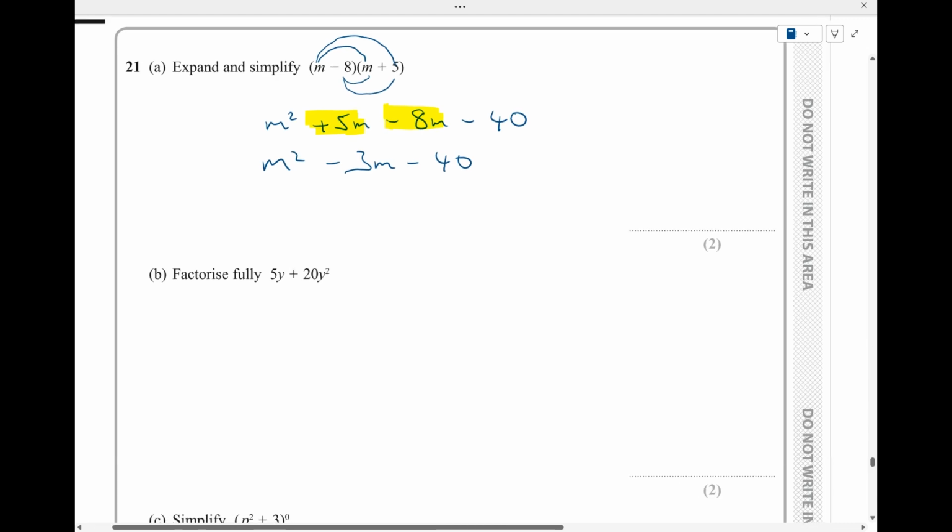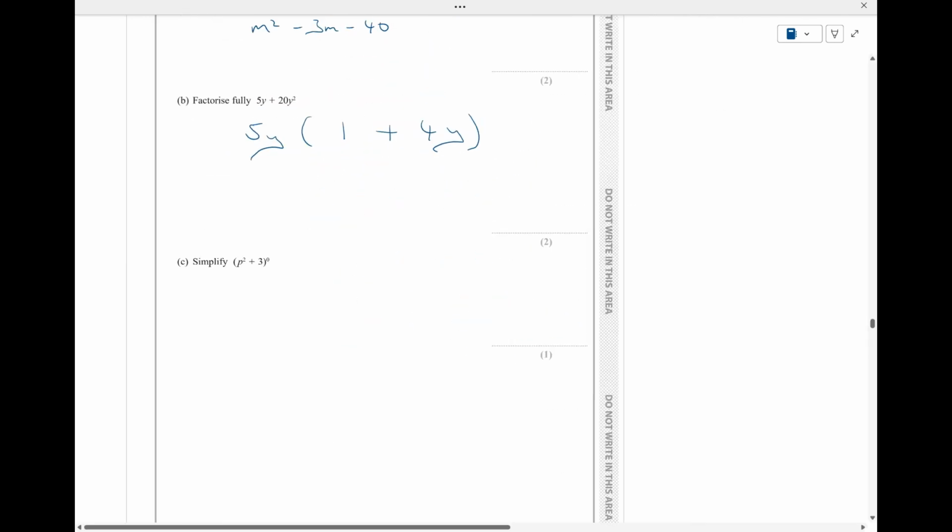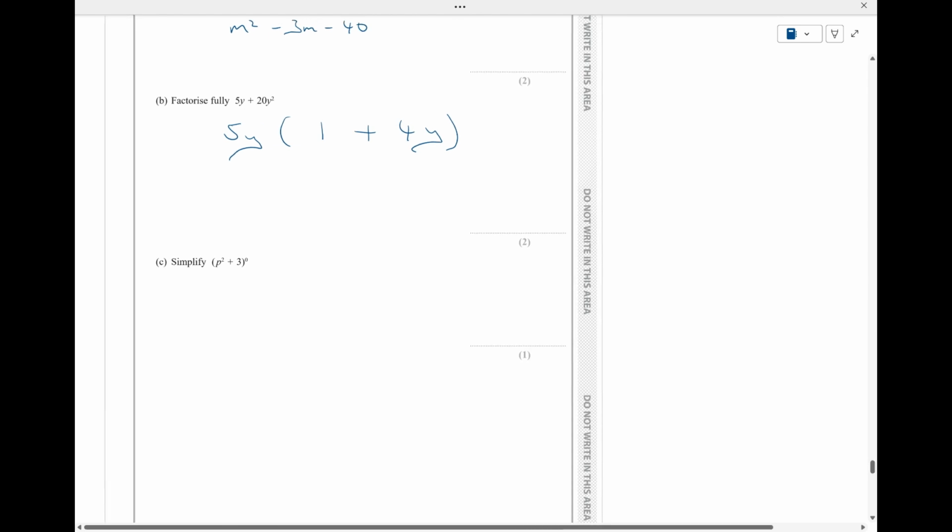Factorize fully. Now I have to take out everything I can. If you just take out a 5, which you could do, then you haven't factorized it fully, because these two, the y and the y squared, still have a common factor. So I need to take out more than the 5. I'm going to need to take out 5y. That's going to leave me with 1 plus 4y. Simplify this. Oh, well, anything to the power of 0 is 1.